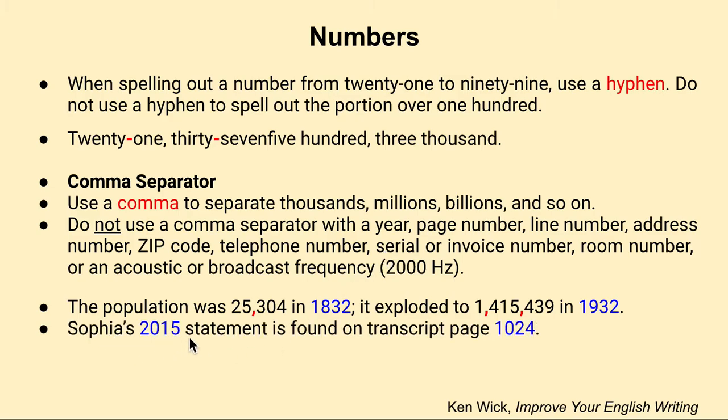Sophia's 2015 statement is found on transcript page 1024. So once again, normally we would put comma separators between the 2 and the 0 here, between the 1 and the 0 here, but because this is a year, we do not put a comma separator, and because this is a page number, right here, we do not put comma separators. And then Nick lives at 9112 Plymouth Avenue. So normally we would put a comma between the 9 and the 1 for the thousands, but since this is an address number, we do not put the comma separator.